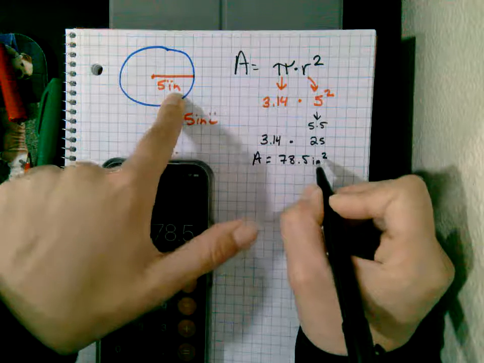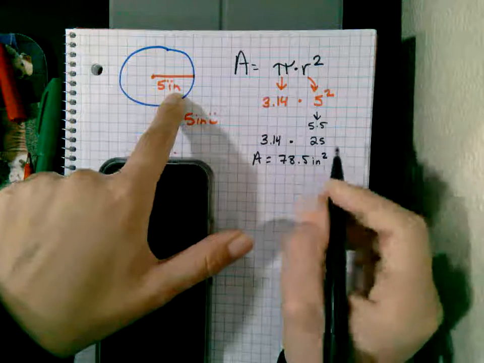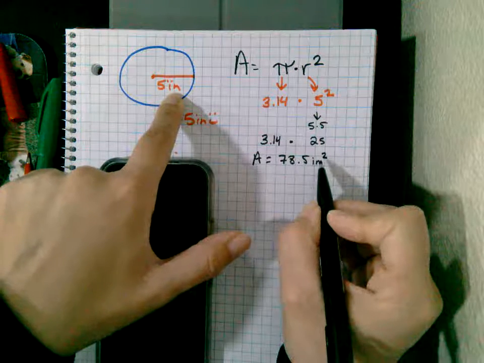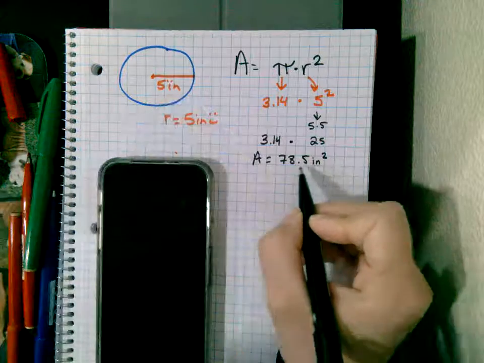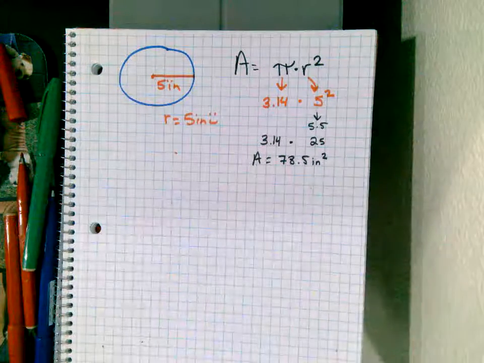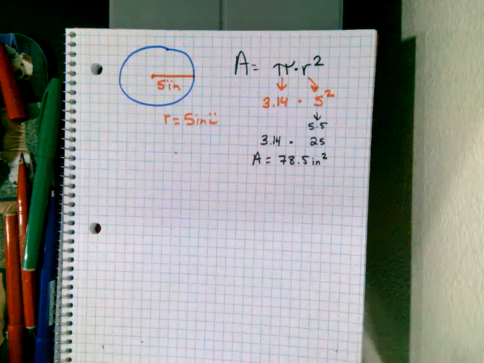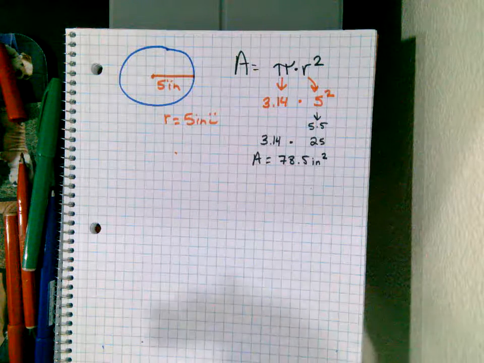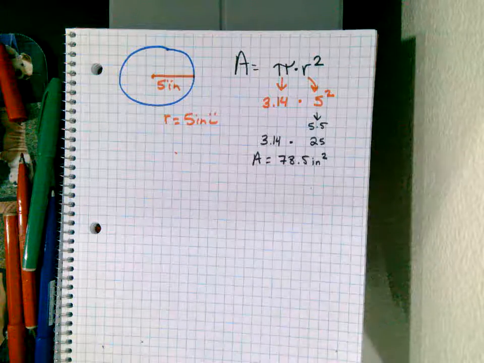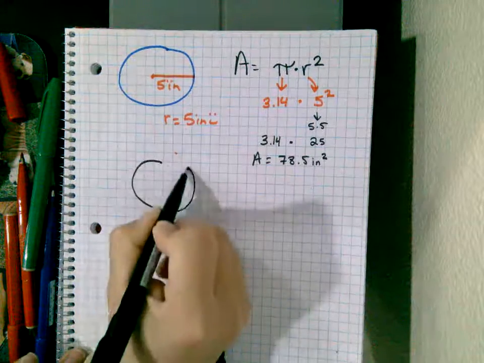So when we're talking about area, we need to put a square along the units, with the units, I should say. So 78.5 inches squared is the proper way of writing the answer for area. For circumference, we don't put the square on it, but for area, we 100% put the square on it. Okay? All right, let's try another example.